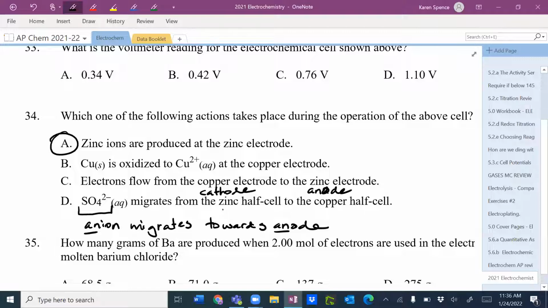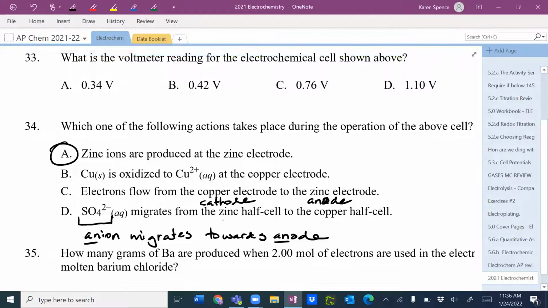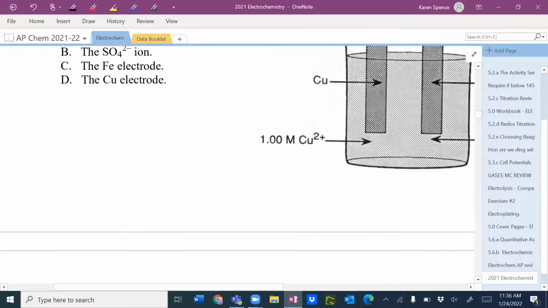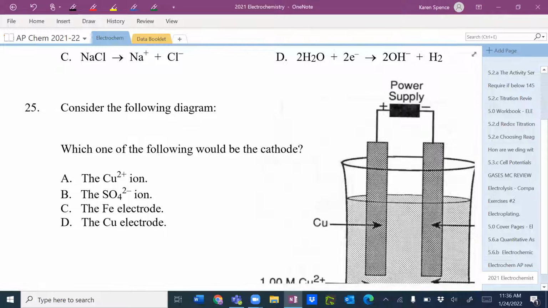Okay. I feel like we missed 25. Did we miss 25? Go back. Yep, we missed 25.